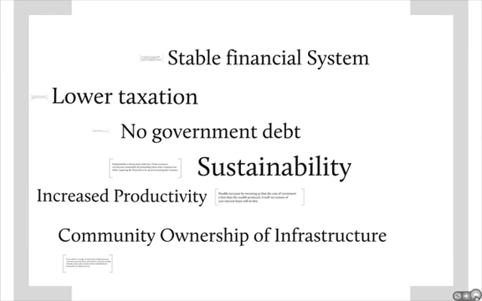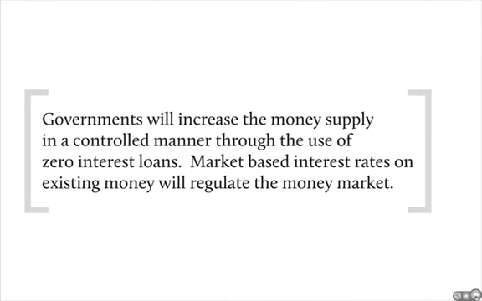The outcome of this system will stabilise the monetary system, reduce taxation, eliminate inflation, cause no government debt, make our finite resources sustainable, increase our wealth, and give ownership of community infrastructure to the community it serves. It will stabilise the monetary system. There will be no inflation because governments will increase the money supply in a controlled manner through the use of zero-interest loans. Market-based interest rates on existing money will regulate the flow of money.